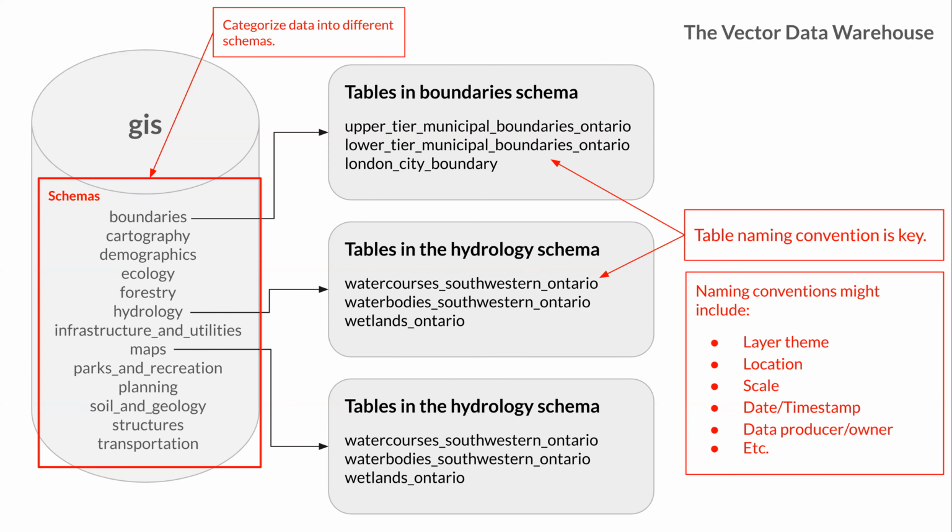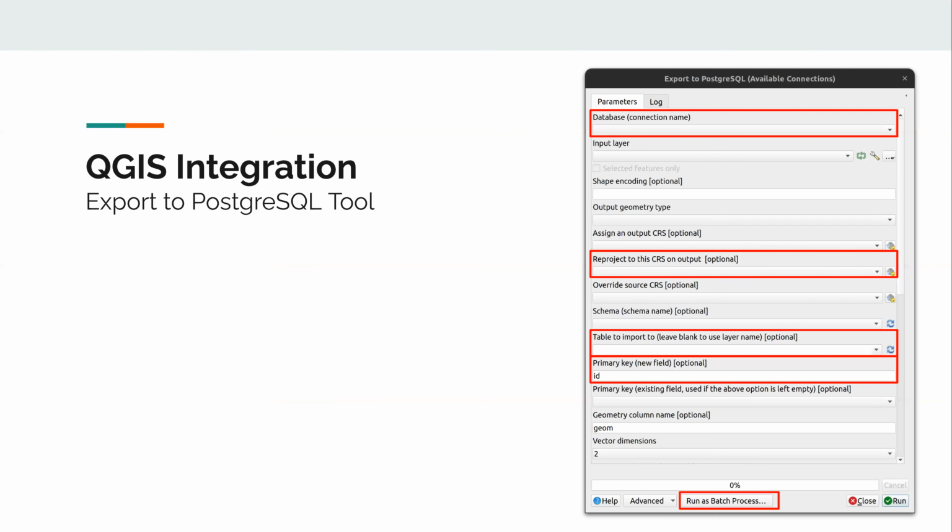And the data producer owner. I think the key here is just to try to be consistent when you're loading and naming data sets in the database. All right, QGIS integration.